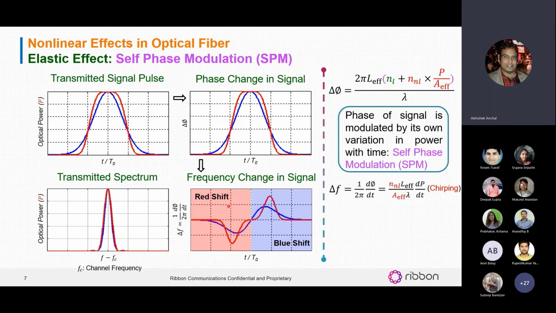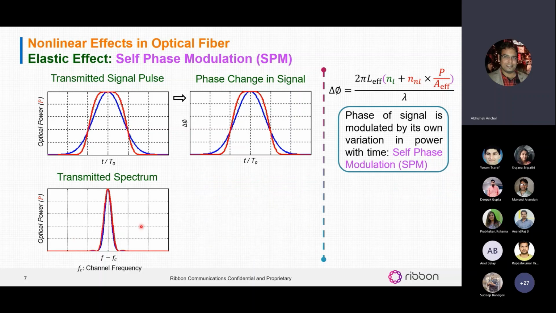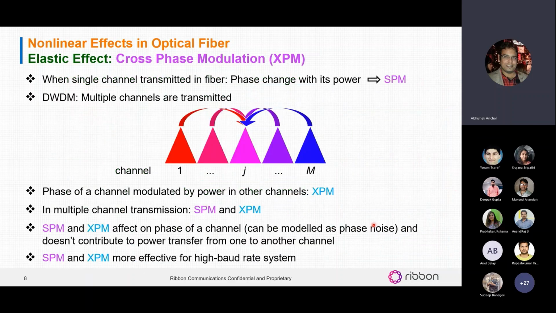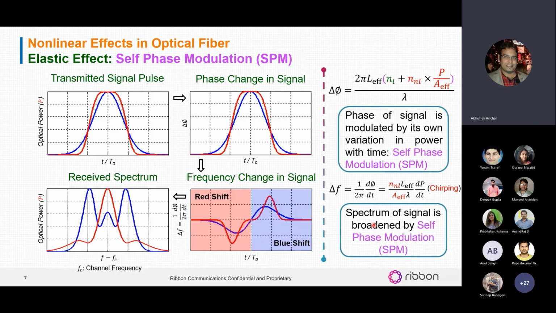So because of this chirping, what happened to the transmitted spectrum? The transmitted spectrum was actually this one, but after passing through a certain length of the fiber, it gets broadened or distorted. And this broadening and distortion causes problems at the receiver end. So the immediate effect of self-phase modulation is broadening of the pulse. Now, the self-phase modulation happened because the channel changes its phase because of its own power.